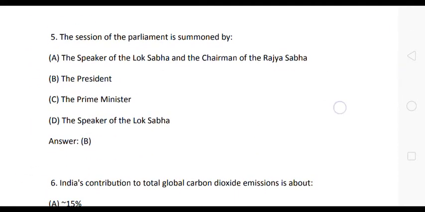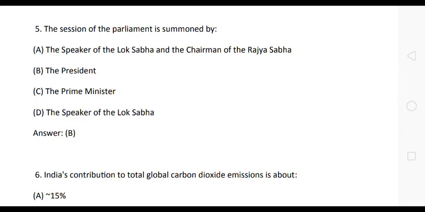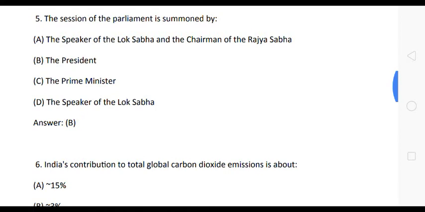Okay friends, now let us see the next question. The session of the parliament is summoned by? Here the options are: Option A, the speaker of the Lok Sabha and the chairman of the Rajya Sabha. Option B, the president. Option C, the prime minister. Option D, the speaker of the Lok Sabha. Here the correct answer is option B, the president. Okay friends, option B is the correct answer. The session of the parliament is summoned by the president.